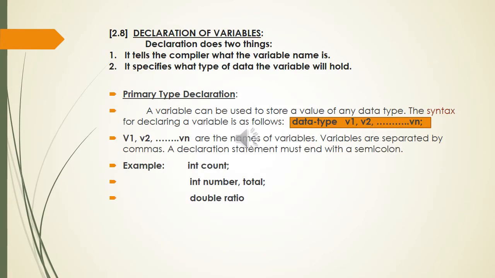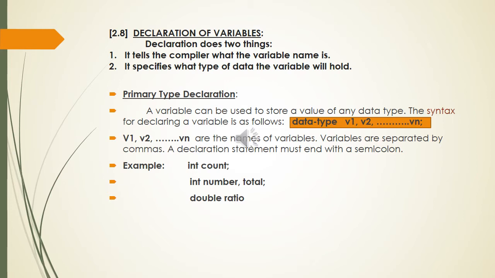Declaration of variables. Declaration does 2 things. First, it tells the compiler what the variable name is. Second, it specifies what type of data the variable will hold. Primary type declaration: in this, a variable can be used to store a value of any data type. The syntax here is data type v1, v2, up to vn. A declaration statement must end with a semicolon.